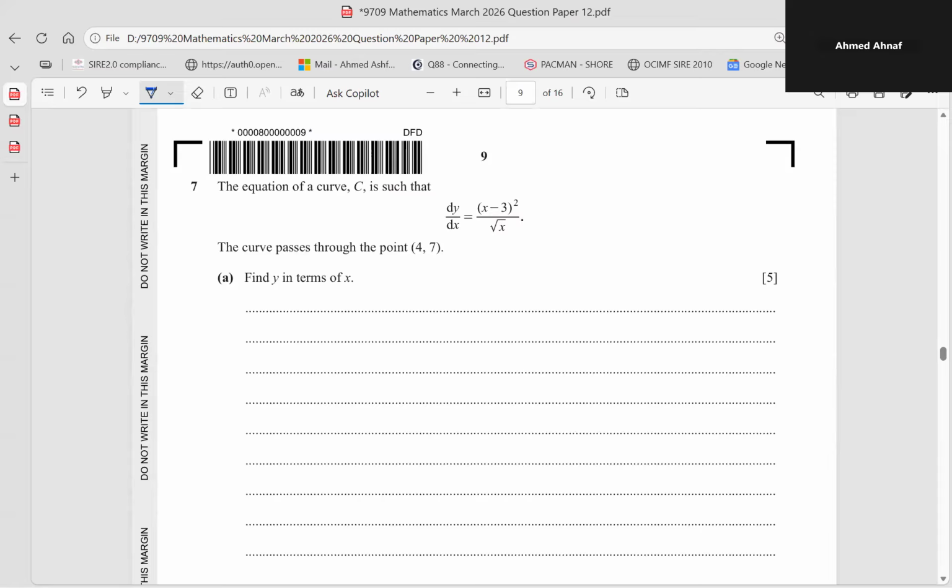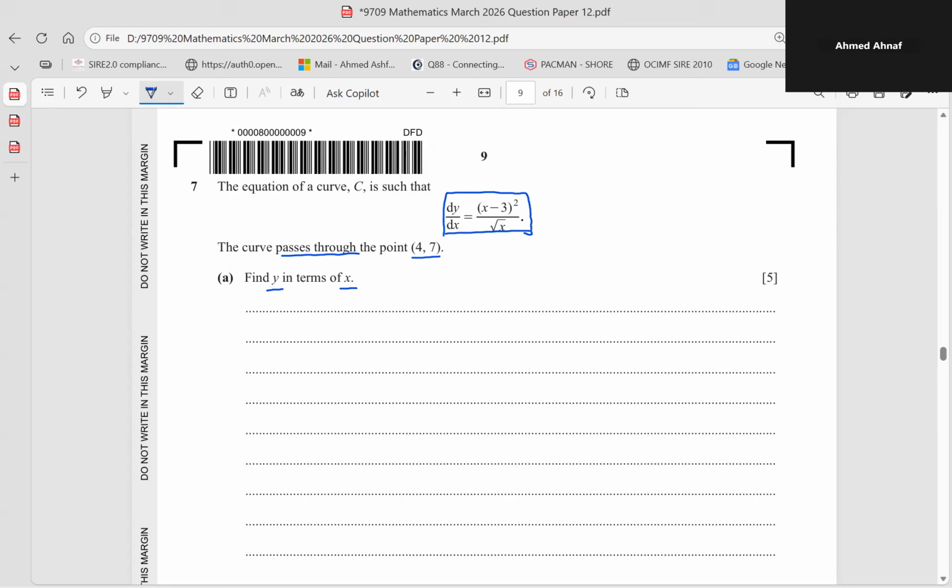Okay, so for this question, we are given the equation of the curve C such that dy dx is equal to this. So we're given the dy dx version of the equation, and we're also told that the curve passes through the point 4, 7. So for the first part, we need to find y in terms of x, or basically find the equation of the curve from the dy dx. So we need to integrate it.